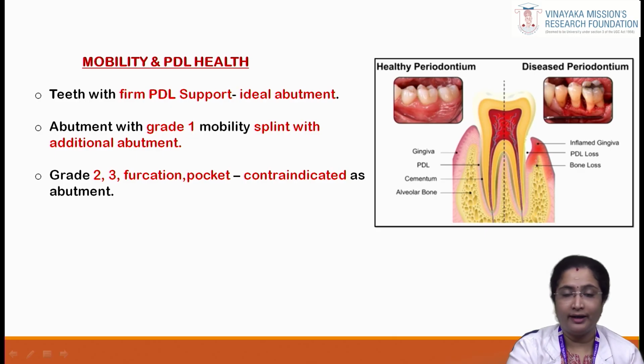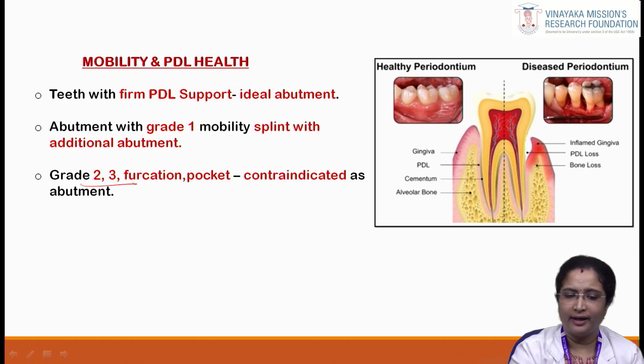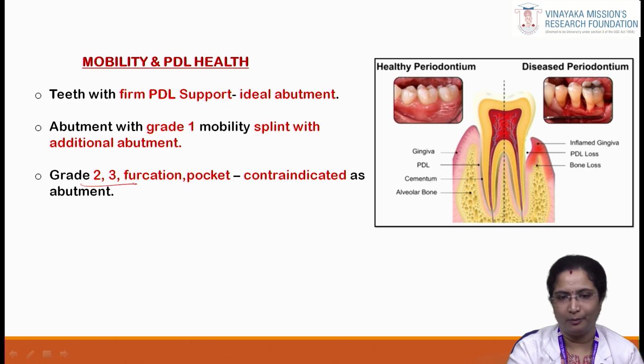But what if a tooth has grade 1 mobility? Should we go for extraction? No, you can consider it as an abutment, but it requires an additional secondary abutment to prolong the life of the FPD. In case of grade 3 and grade 2 mobility, or furcation involvement or pocket involvement, it is contraindicated to take it as an abutment tooth. It should go for extraction only.